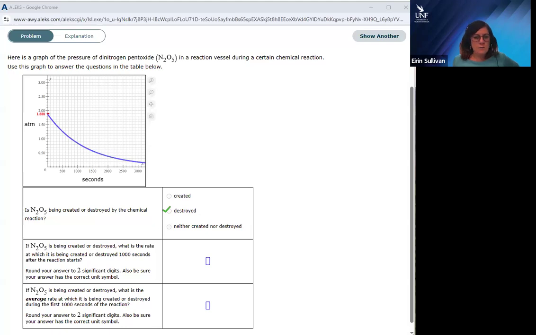Okay, so we're asked if it's been created or destroyed, what is the rate at which it's being created or destroyed 1,000 seconds after the reaction starts? So that is asking us for an instantaneous rate. So let us find 1,000 seconds on our graph. So this is very small for me. About here, I hope I put that in the right spot. That is the instant at which I am going to draw my tangent.